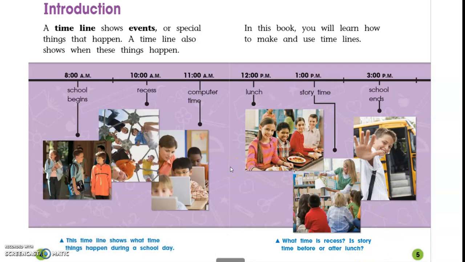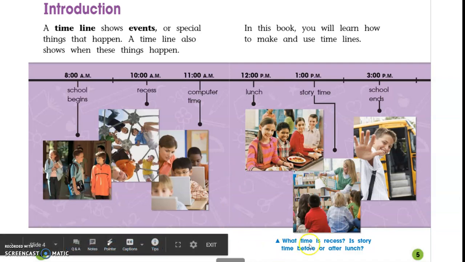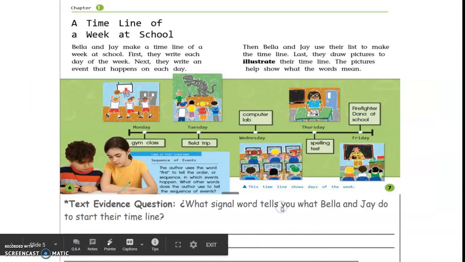All right, our other caption: this timeline shows what time things happen during a school day. All right, let's go to the next one. Underneath here is going to be our text evidence question, and you have that in your packet. And this right here was a mistake. It just didn't get corrected. So we're going to pretend like that's not there, but we do see the question mark at the end. All right, so get ready.